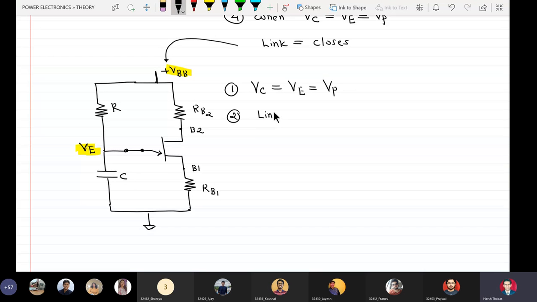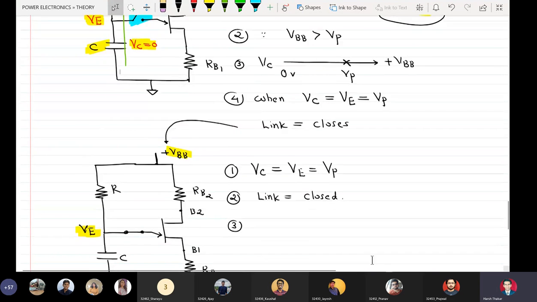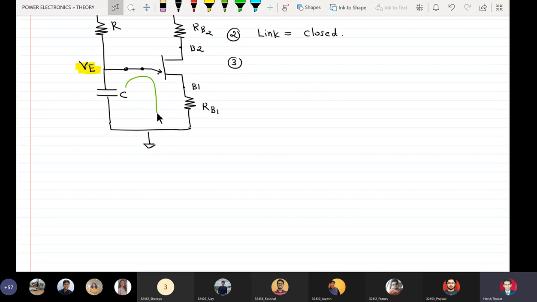Second, the link is closed, and third, the capacitor, which was charging from 0 towards VBB, will now, when the link closes, discharge towards 0 through RB1.